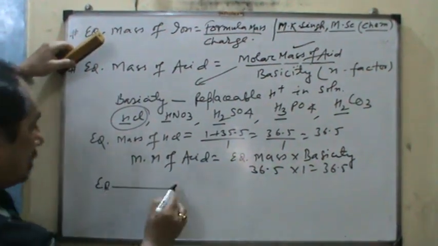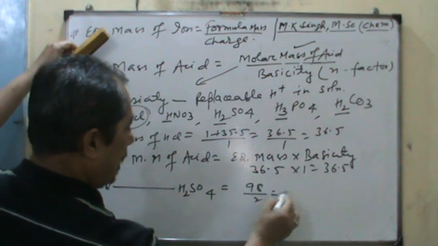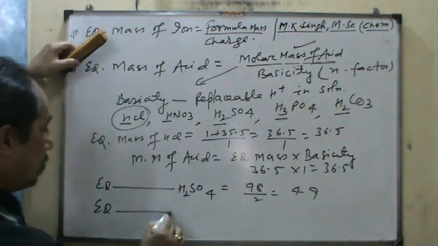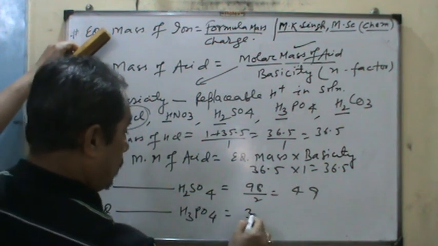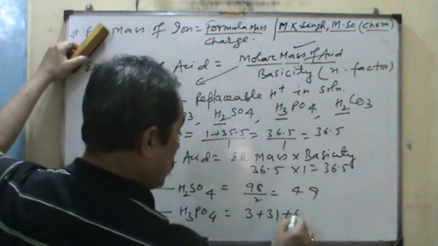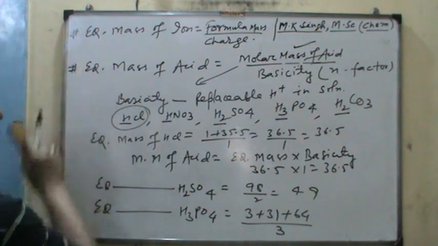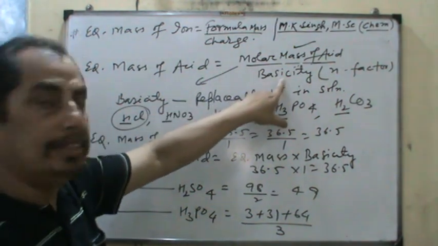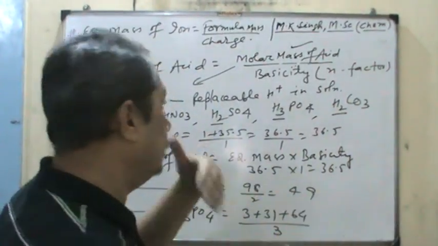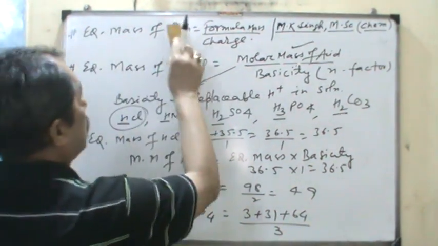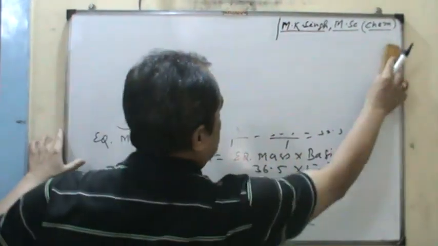Now you calculate the equivalent mass of H2SO4, 98 by 2. What is your answer? 49. Equivalent mass of H3PO4, 3 plus 31 plus 64 divided by 3. Whatever the answer is, the equivalent mass of acid is over. So here you apply the term basicity, and basicity is the number of replaceable hydrogen ions from the acid in the solution.